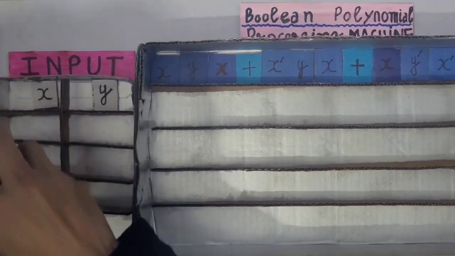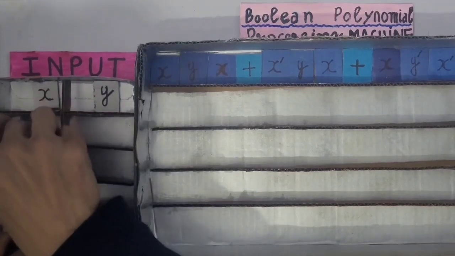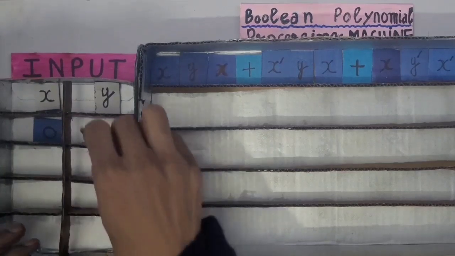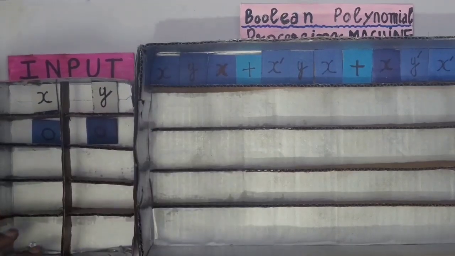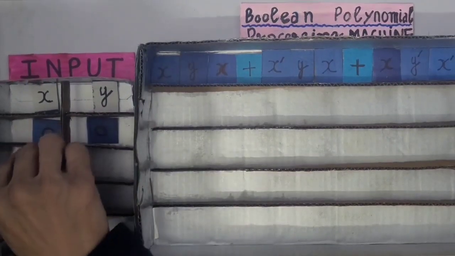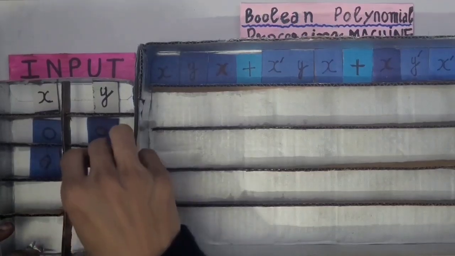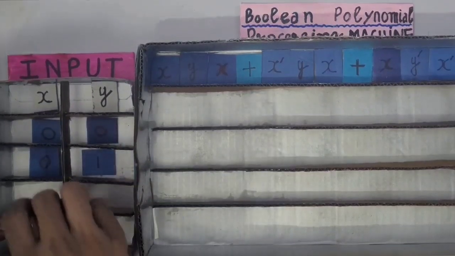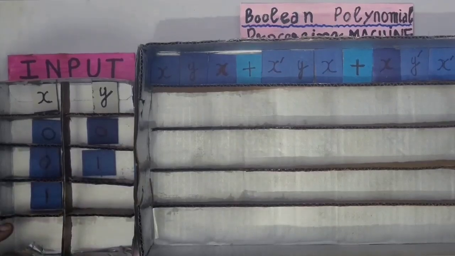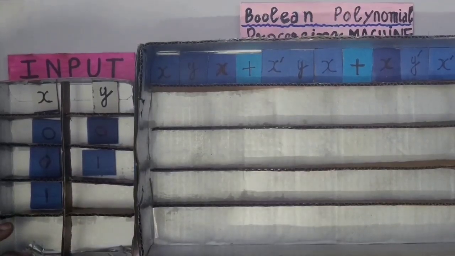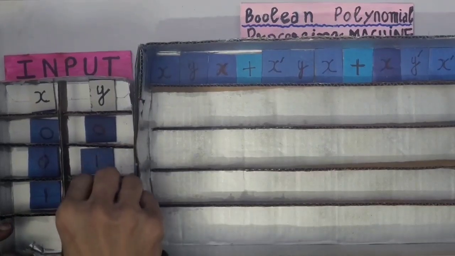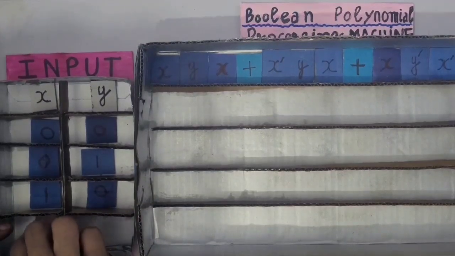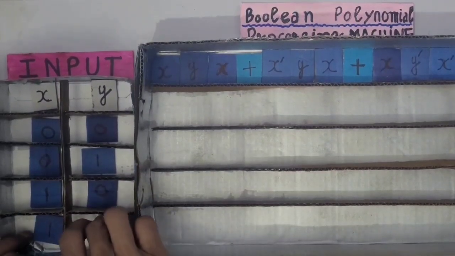It can happen that both of them take values 0 and 0. So 0 0 is one possibility, that x is 0 and y is 0. The other possibility is that x is 0 and y is 1. So 0 1 is another possibility. Then the third possibility is 1 0, which means x is 1 and y is 0, and the last possibility is that x is 1 and y is also 1.